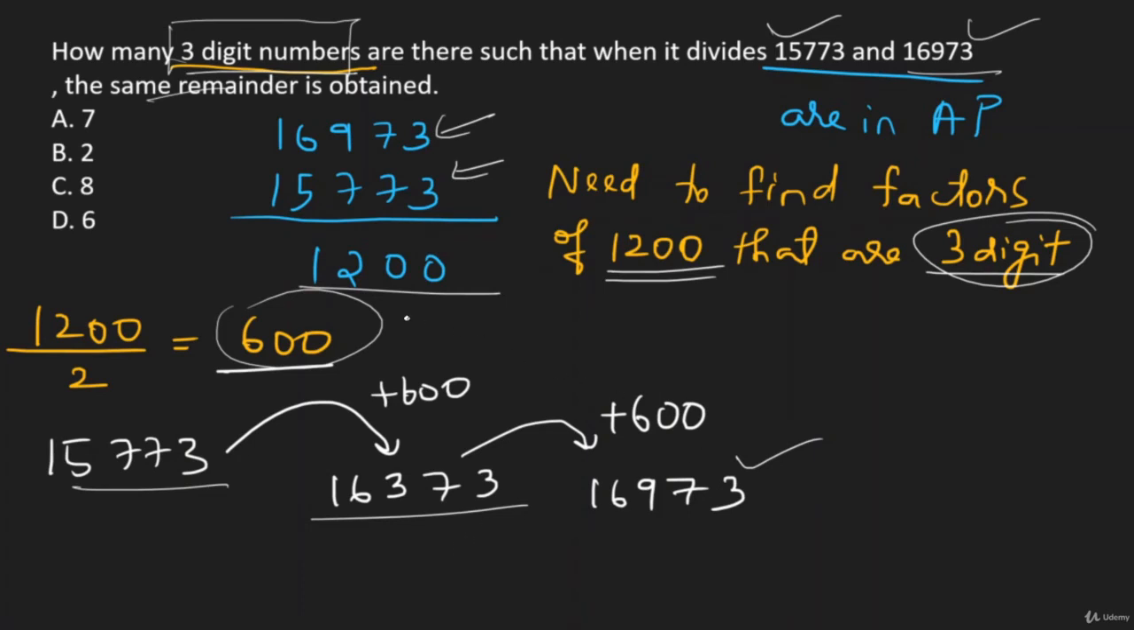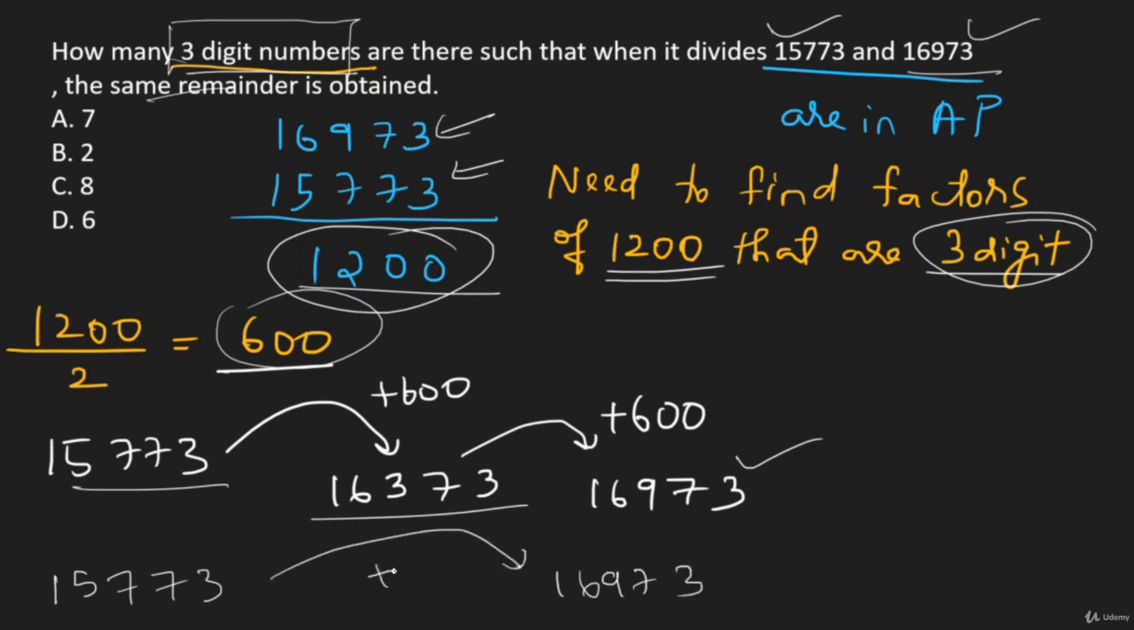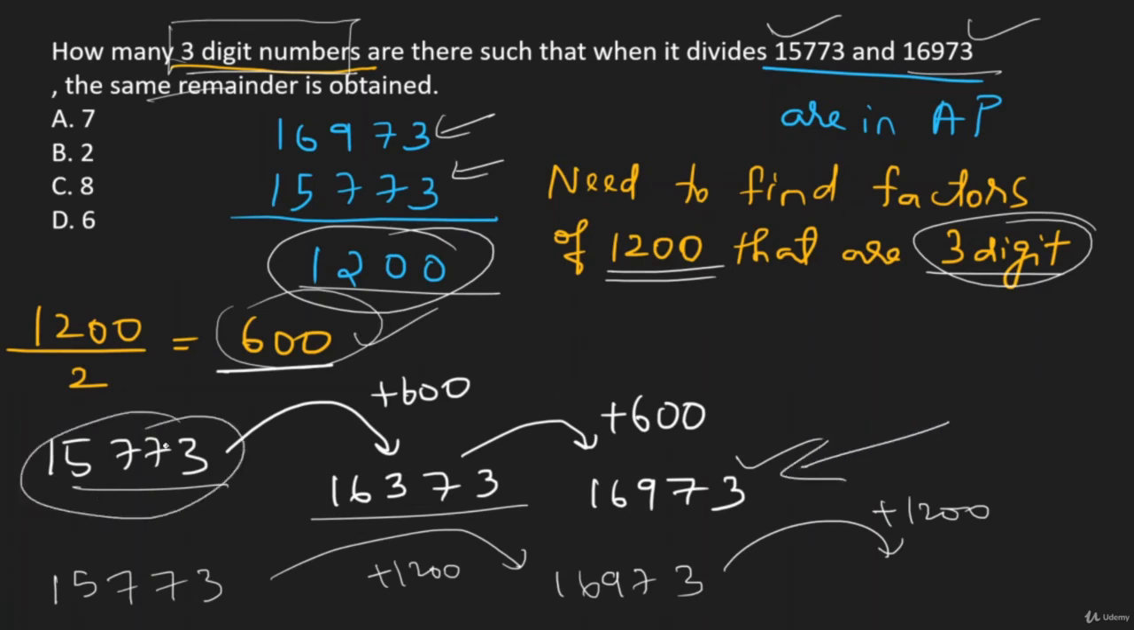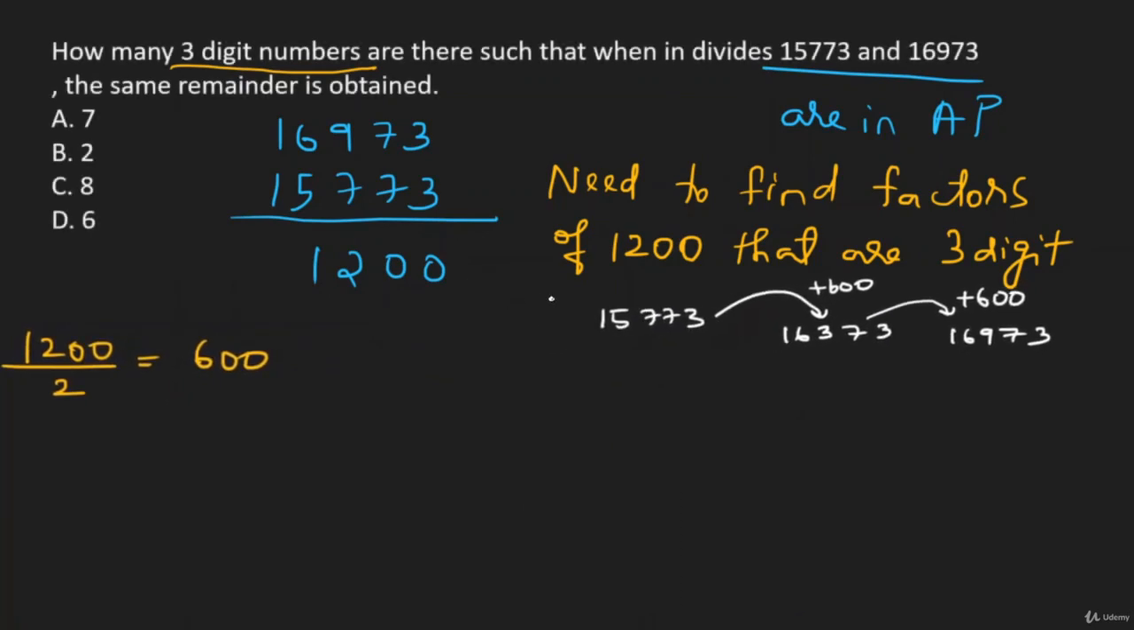16373, right? Now, just as a side note, if we take the common difference as 1200, what does it mean? It means there is no term between these two numbers. The common difference itself is 1200. If you want to get the next term, you have to add 1200, right? Alright, so 600 is a possibility. We've seen that they are in an AP now. Therefore, the remainder, if you divide this number and this number by 600, will be the same, right? Now, let's keep that aside. We have understood the meaning of why we are doing this.